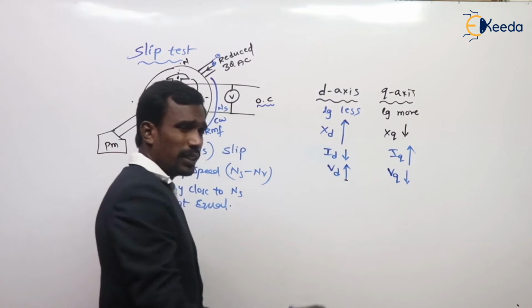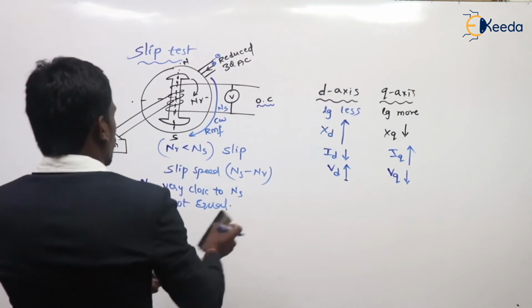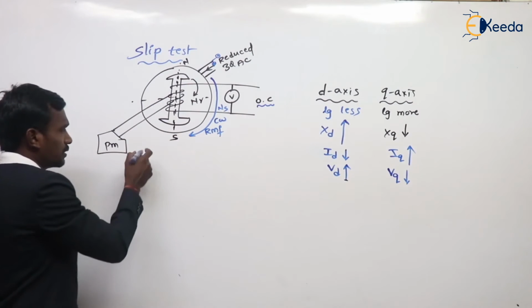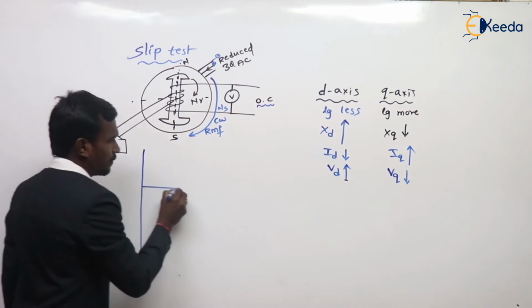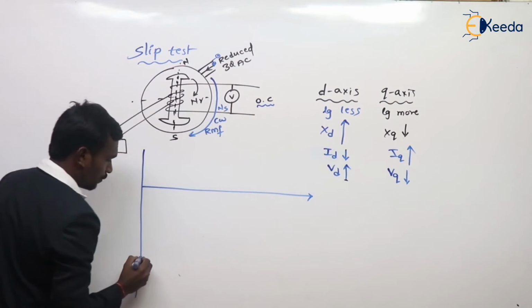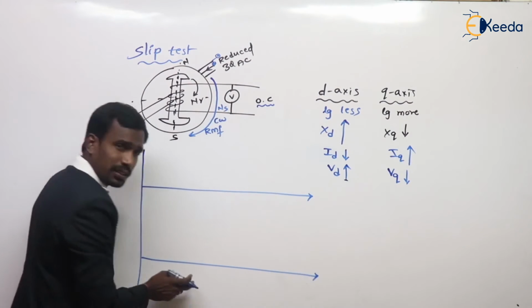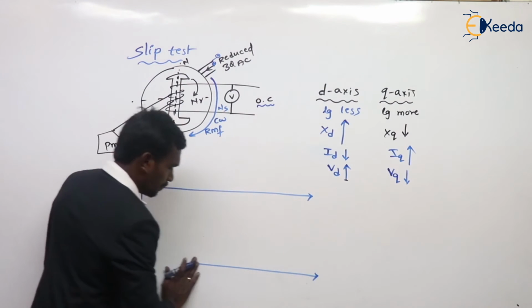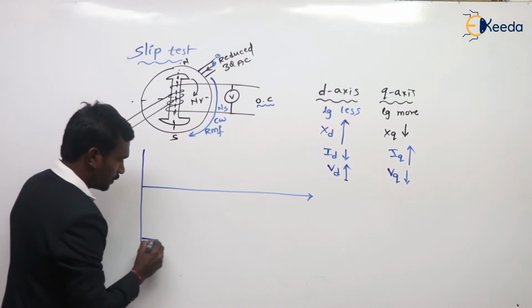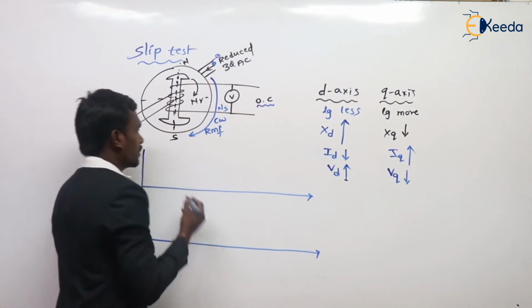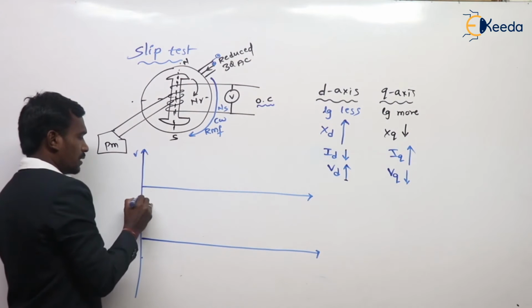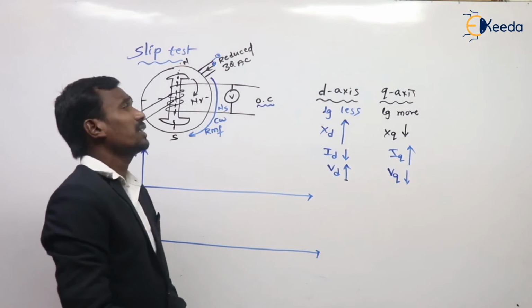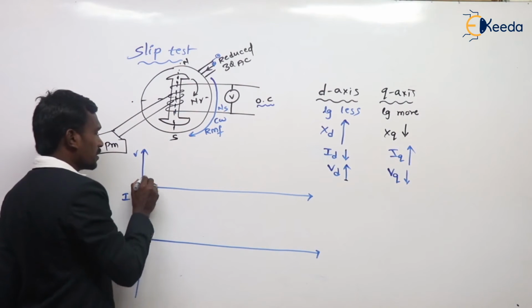Now, if you draw a graph for this, for example, this is for voltage and this is for current. I am taking voltage here and current here. When it coincides with the d-axis, voltage is more.